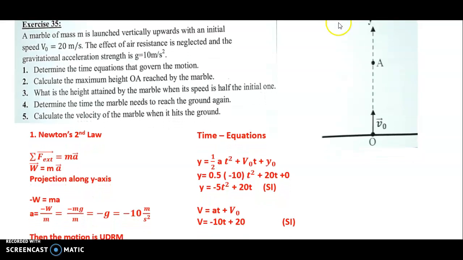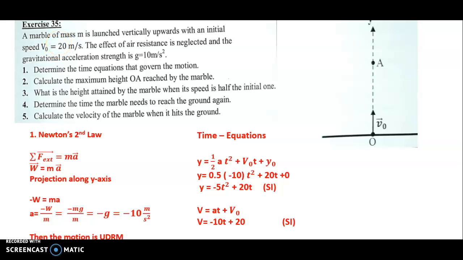A marble of mass m is launched vertically upwards with an initial speed v0 equal 20 meters per second. The effect of a resistance is neglected and the gravitational acceleration strength is g equal 10 meters per second squared. Determine the time equations that govern the motion.